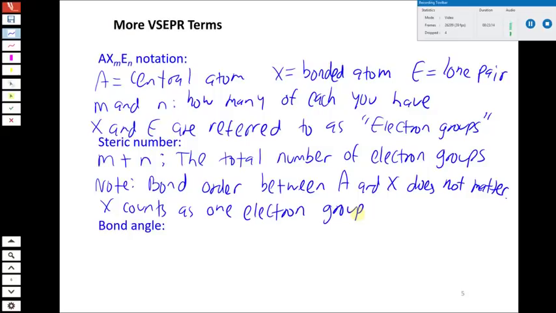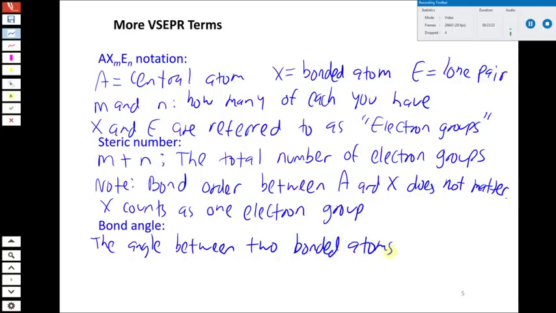And then another parameter that we're going to often talk about in the context of molecular shape and electron group arrangement is bond angle. So bond angle is the angle between two atoms that are bonded to the central atom, with the central atom as the vertex.